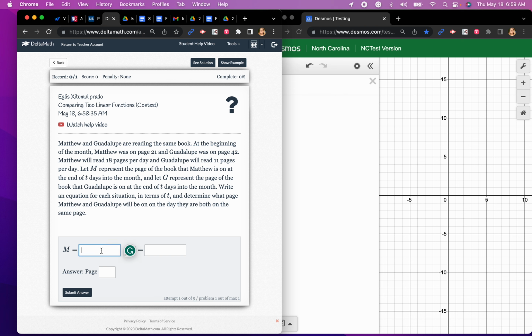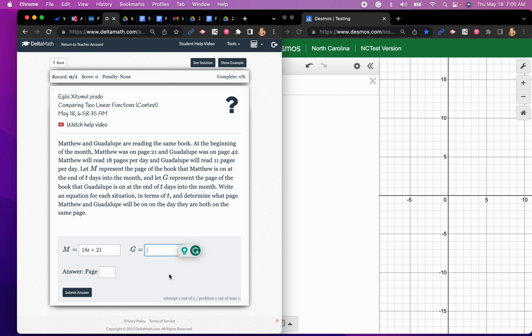So let's go on over here. That means Matthew started off on page 21 and added 18 pages per day. But it says to write an equation for each situation in terms of t and determine what page they will be on the same page. So instead of x this time, we're going to use t, for days, 18 per day. Does that make sense? So Matthew started at page 21 and added 18 pages per day. Yes, you can write this as 18t plus 21. Then it's really in the form y equals mx plus b. But remember, either way, as long as the t is with the 18, it's correct.